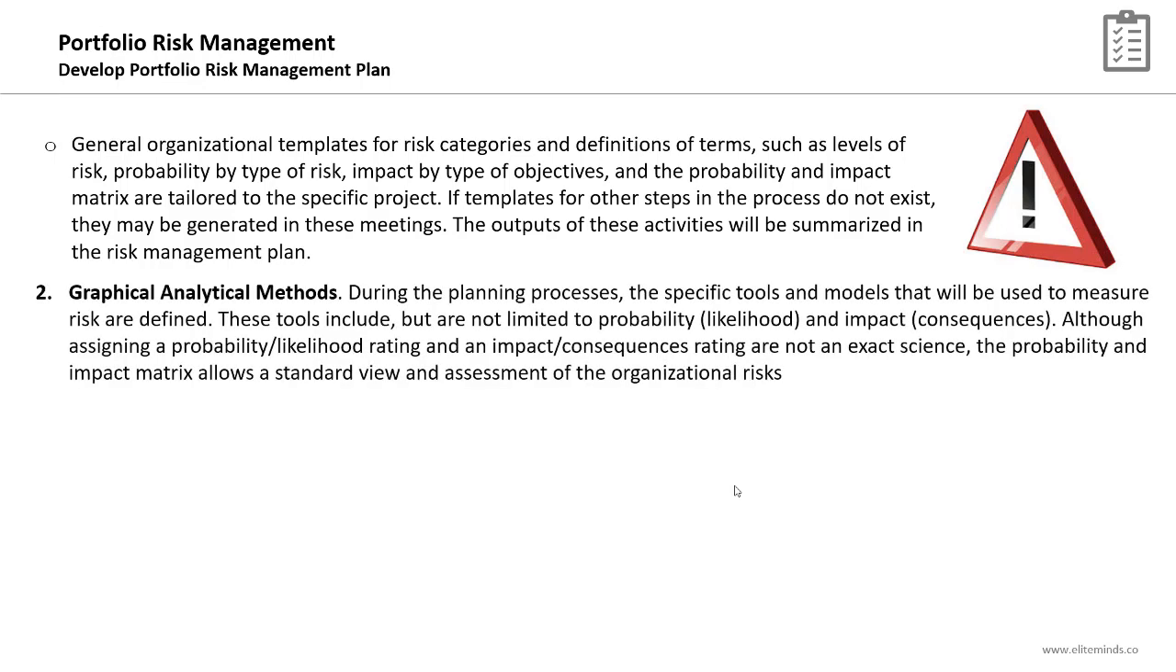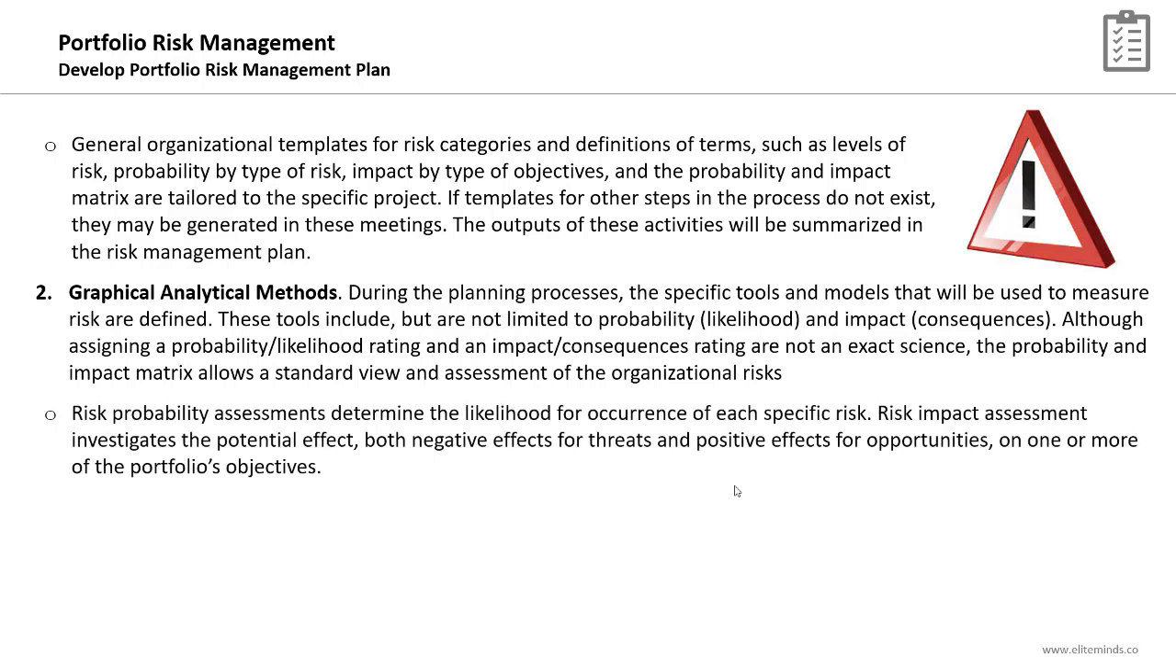The second tool will be graphical analytical methods. During planning for portfolio risk, the specific tools and models that will be used to measure risks are defined, and usually these tools are covering the assessment of the probability for each risk and the impact or the consequences. Although assigning a probability rating and an impact rating are not an exact science, the probability and impact matrix allows a standard, unified view and assessment of the organizational risks. So having a proper probability and impact matrix is mandatory for the risk assessment exercise.